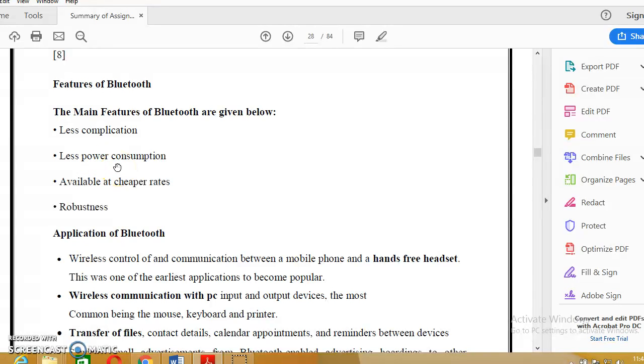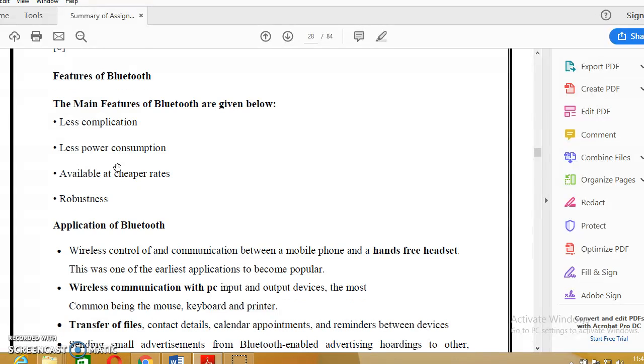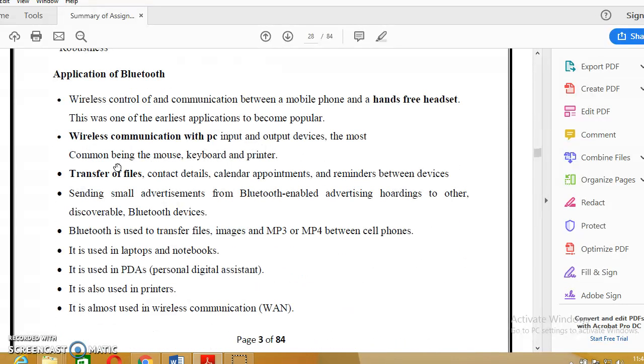Less complexity, less power: it takes very little power consumption. It is robust. These are the features. Now we are going to look at the applications of Bluetooth. Wireless control of and communication between mobile phones and hands-free headsets. This was one of the earliest applications to become popular. Wireless communication with personal computer input and output devices, the most common being the mouse, keyboard and printer. Bluetooth is used to transfer files, images and MP3s or MP4s between cell phones.